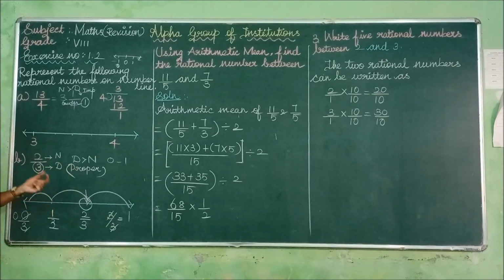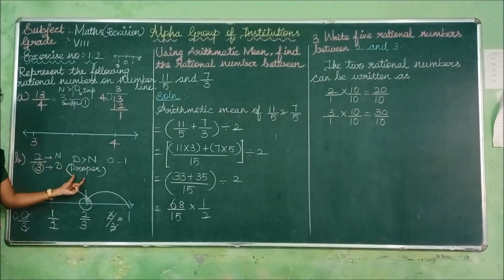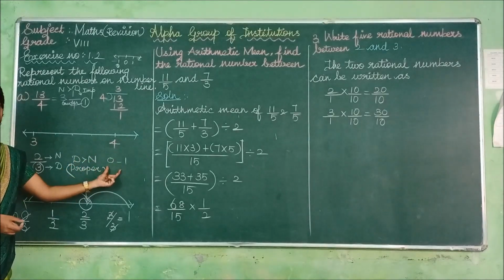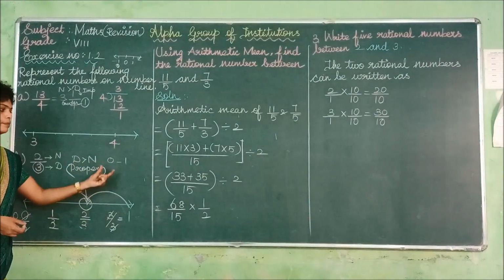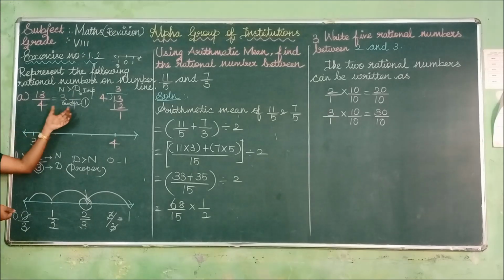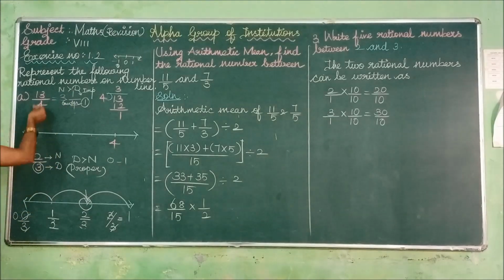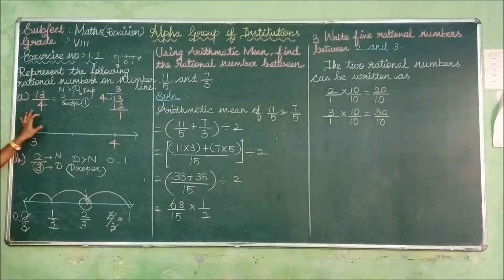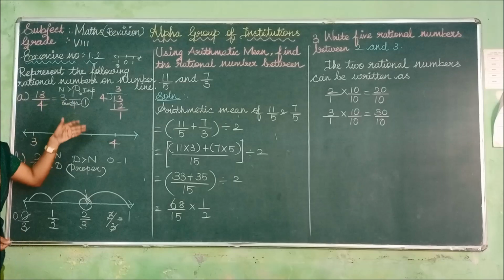Proper fraction, you can remember this: the denominator is greater than the numerator, and the value on the number line lies between 0 and 1. For an improper fraction, the numerator is greater than the denominator, and the value on the number line will be greater than 1. If it is an improper fraction, we cannot easily place it on the number line. First you have to change it into a mixed fraction.